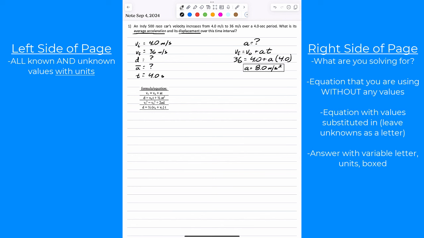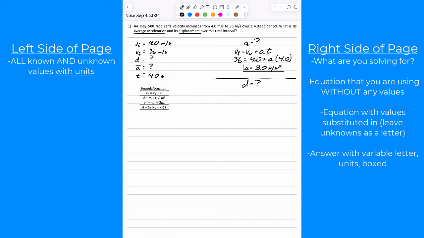Now, since this is a two-parter, I'm going to draw a line under this portion of the problem, and then I'm going to specify that now I'm trying to find that unknown displacement. And it's the same idea. I want to look for an equation that has values that I know and also includes my unknown displacement. And so when I look down here, I find that this equation is going to work. I have my unknown displacement. I know V naught, I know V sub f or V final, and I know time.